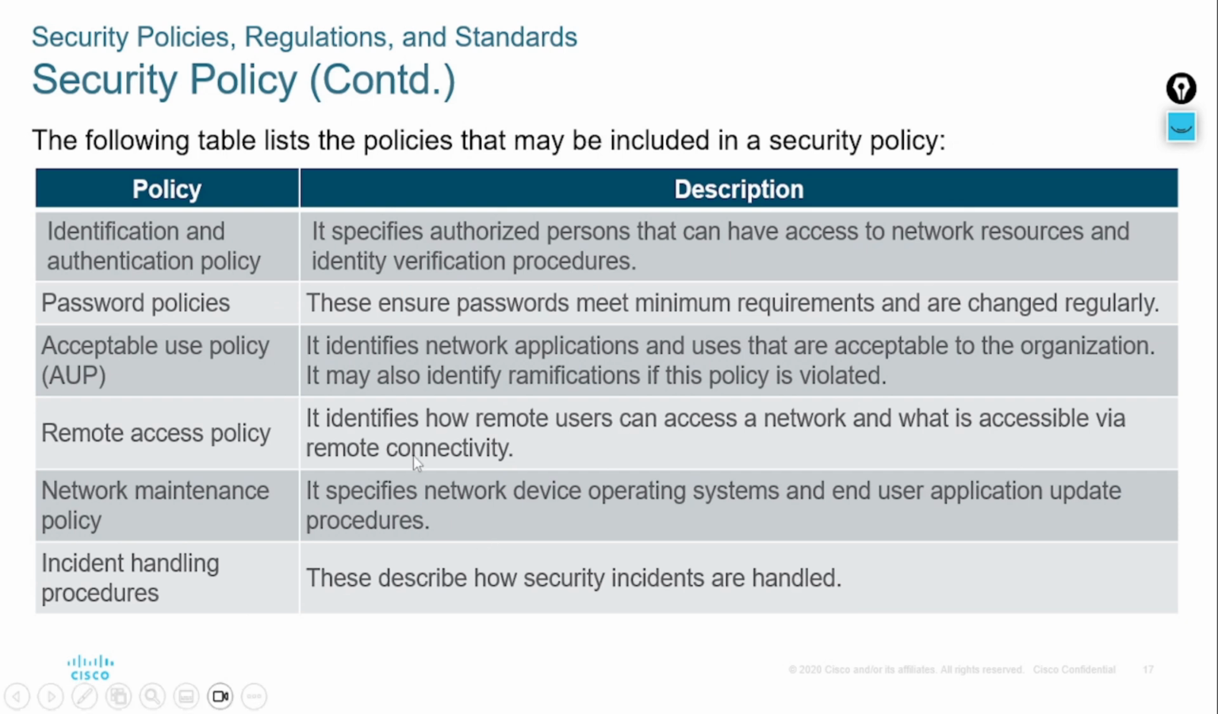So here we have examples of policies that may be included in the security policy, because that is of concern to us. And number one, you can see we have identification and authentication policy. So this one just specifies authorized persons that can have access to network resources, and also identity verification procedures. What procedures do the users have to go through to be authenticated and maybe authorized to access resources?